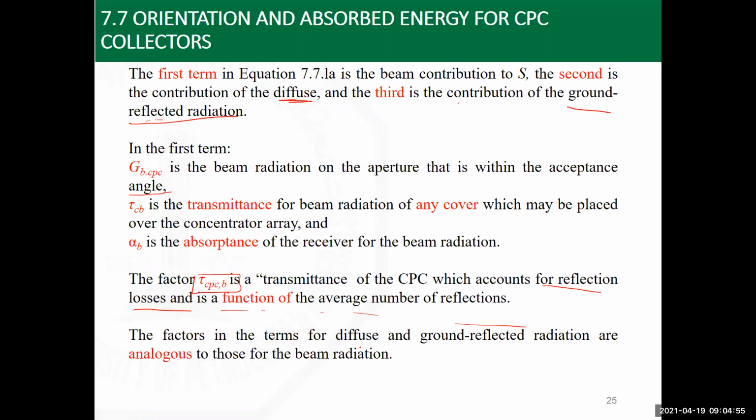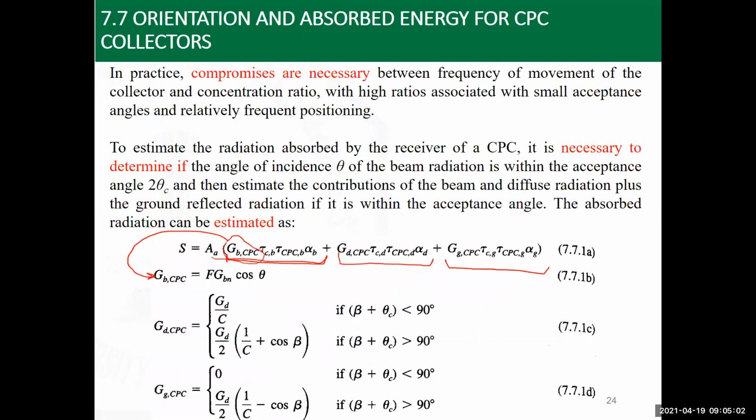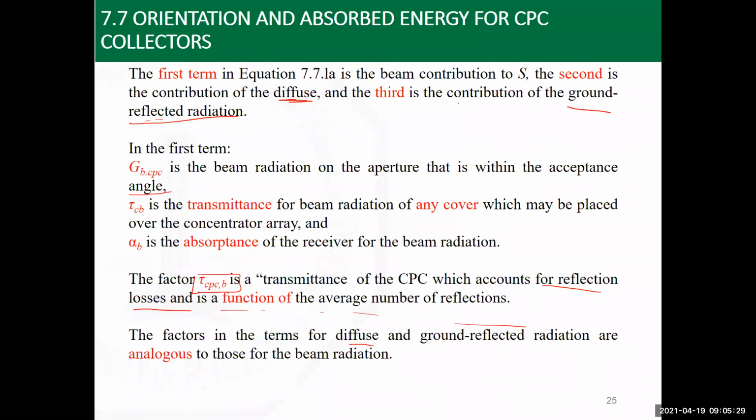The factors for diffuse and ground reflected radiation are going to be similar, or analogous to that. For each one of them, you are going to have tau C of the beam radiation component, then tau C of the diffuse component and tau C of the ground reflected component. Tau CPC beam, you have tau CPC diffuse or tau CPC ground reflected. Alpha B, you have alpha D and alpha G. So they are analogous to each other, and all of them are expressed by the nomenclature that's given here in this slide.